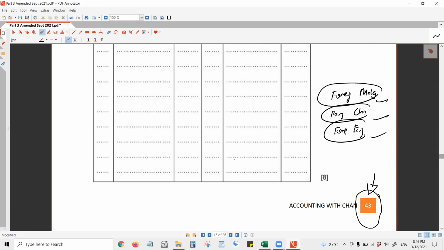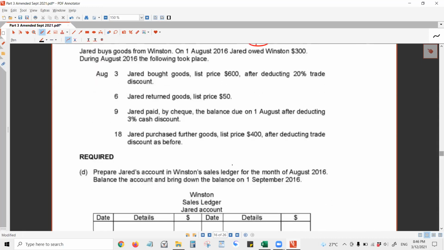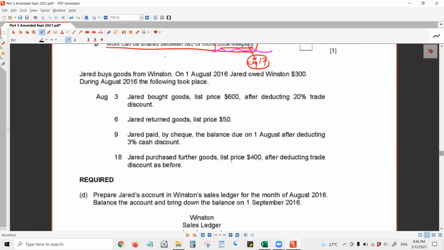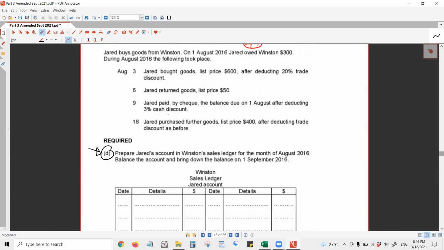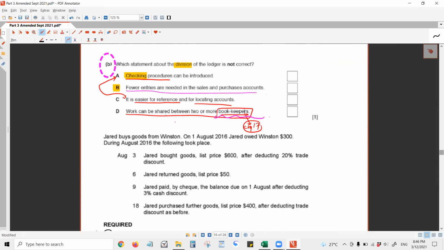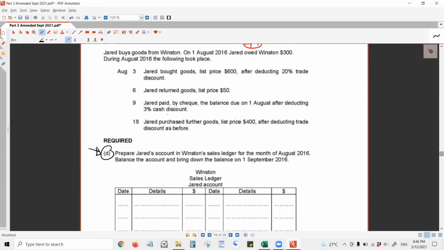Okay, so come to page 43. We do this question together. We do question D. This is a past exam question. Okay, usually I will let students try this at home first before I discuss. But we have time. We still have a lot of time right now. Let's do it together.